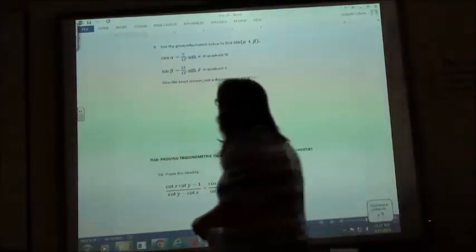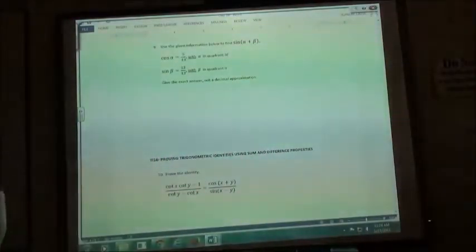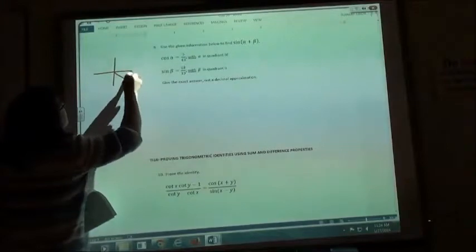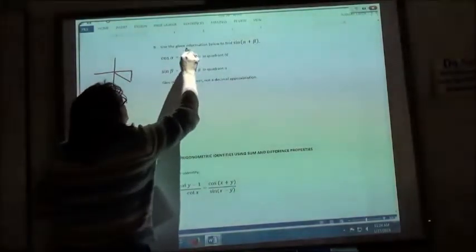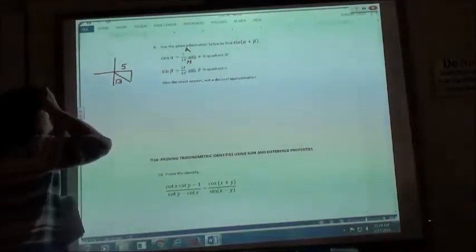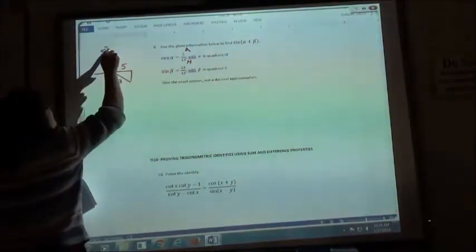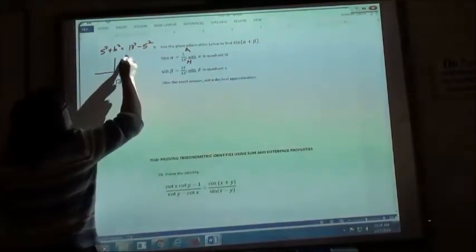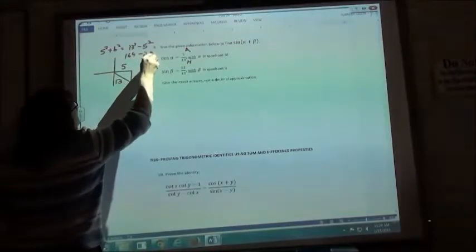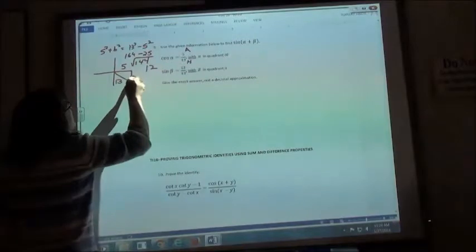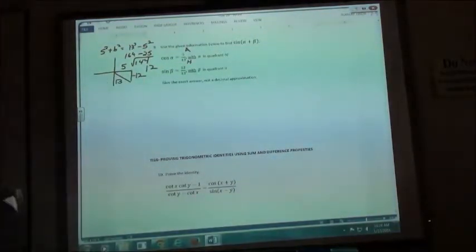Number 9. Same kind of thing. Doing the sine of alpha plus beta. Starting off with my first angle in quadrant 4. My cosine is the adjacent over the hypotenuse. So 5 over 13. So 5 squared plus b squared equals 13 squared. I'm going to subtract my 5 squared. 169 minus 25 was 144. Square root of 144 was 12. It's going down, so it's got to be negative 12, right?